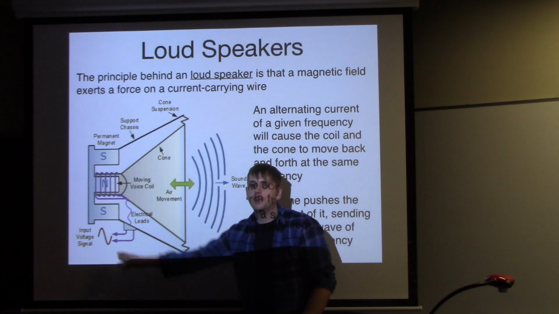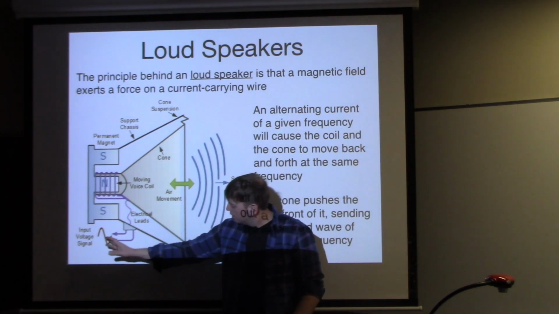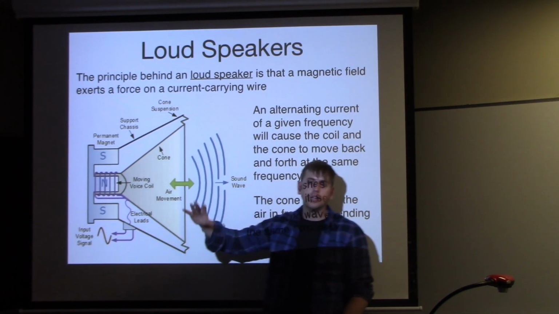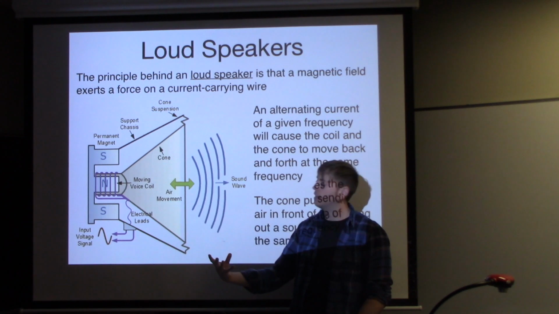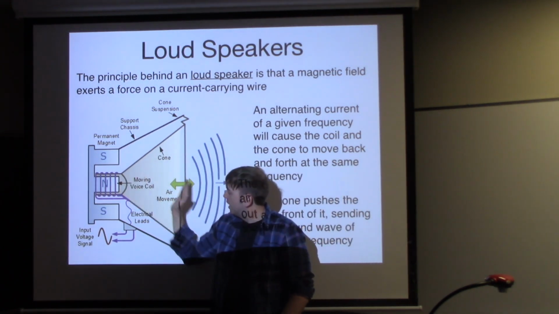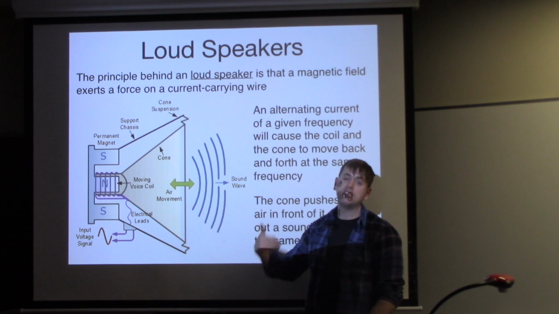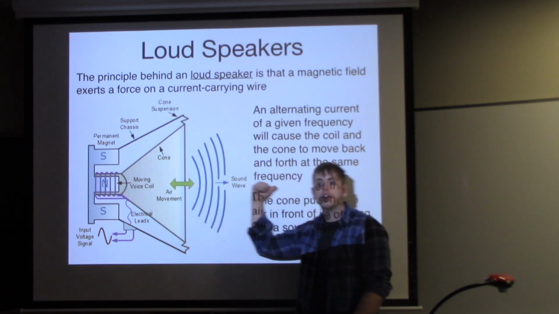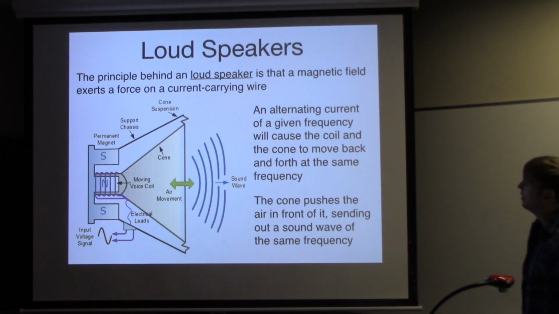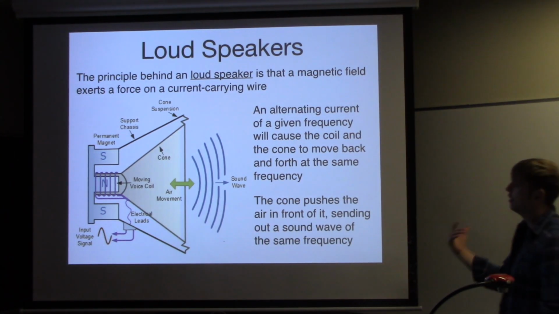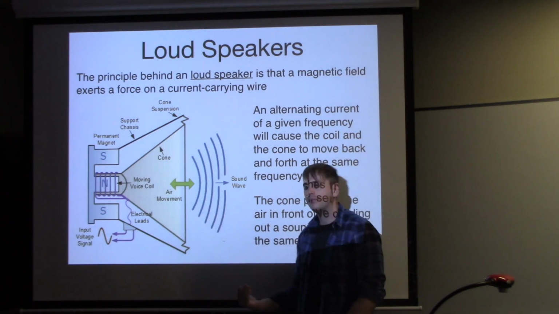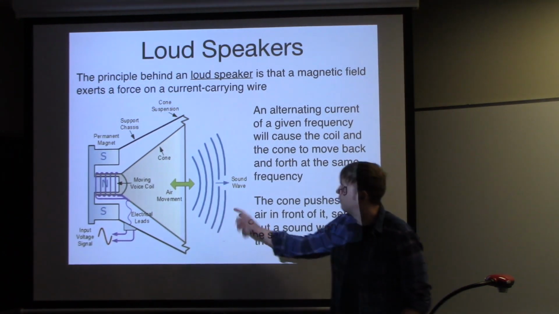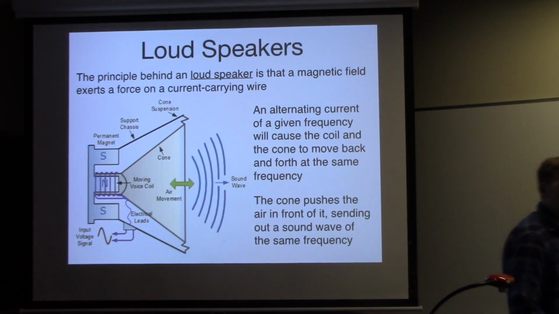So here, if we take 60 hertz as the signal that we put into this, that means the current is going back and forth 60 times every second. That also means that this cone is moving back and forth 60 times every second, and that means we're going to get a 60 hertz sound wave coming out. That's the idea. That's how you produce a sound with a given frequency. And so it just depends on what kind of signal you put into this as to what kind of sound comes out at the end. That's how a loudspeaker works.